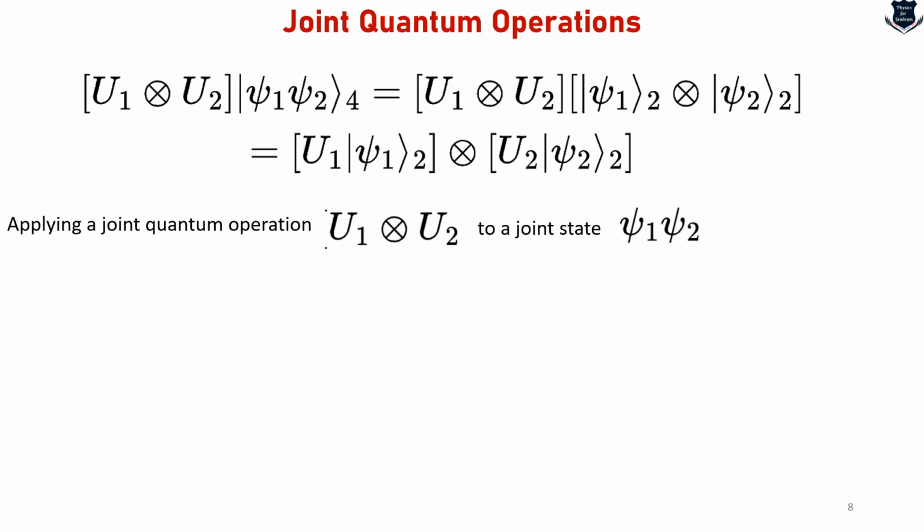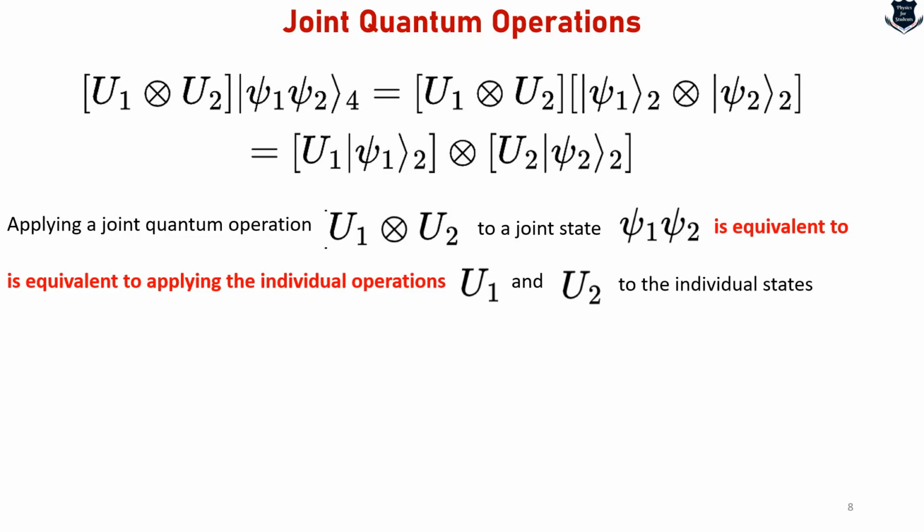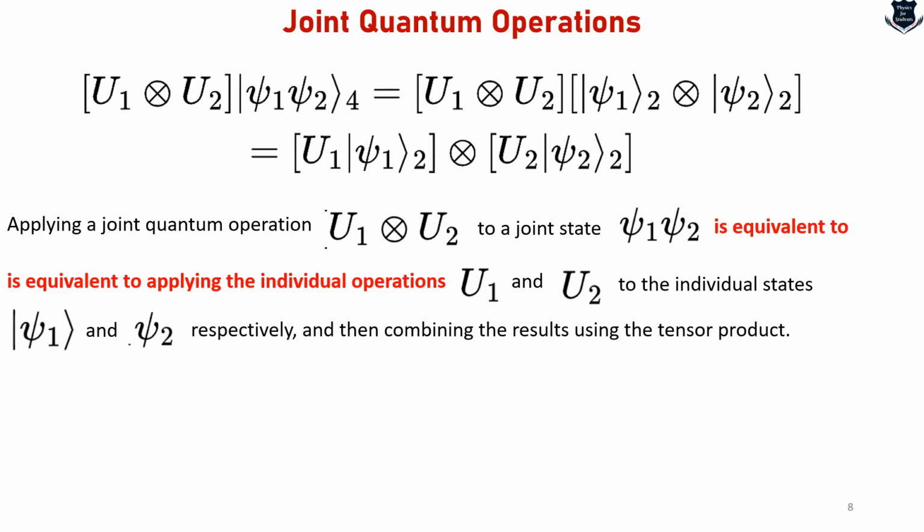So what we get is that if we apply a quantum operation of u1 and u2 to a joint state psi1 and psi2, it says that applying a joint quantum operator u1 times u2 to a joint state psi1 psi2 is equivalent to applying the individual operators u1 and u2 to the individual states, psi1 and psi2 respectively, and then we combine the results using what is called the tensor product.